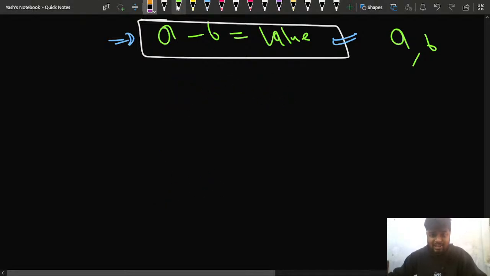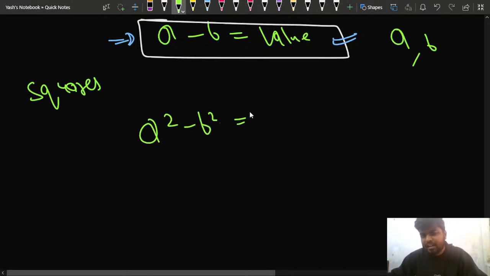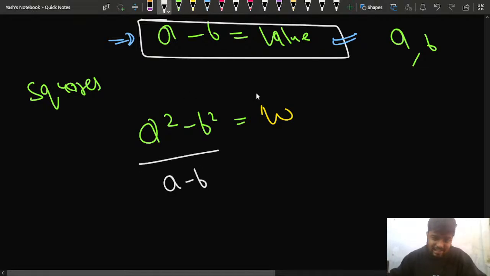So I can use the concept of squares. How? There's one thing that I can do. If I also have something like a minus b square, let's say it has some value w, then I have a minus b. So if I do a divided by b, then in that case, what will I get?